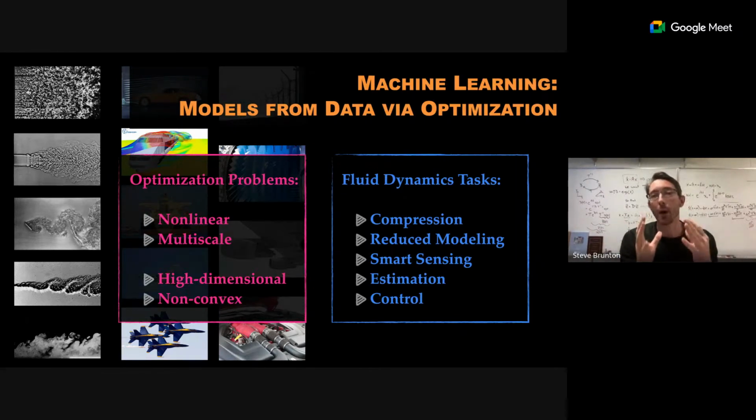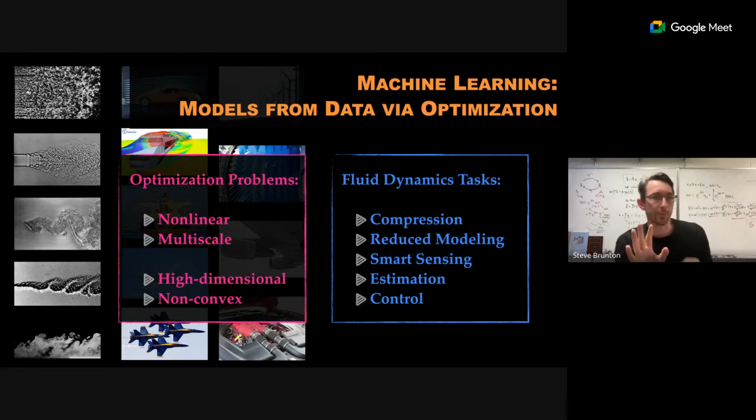And so the same way that we use machine learning to build models from data with advanced optimization, we can start building these models of fluid dynamics from data with optimization. We can start solving these high-dimensional non-convex problems with emerging techniques in machine learning.